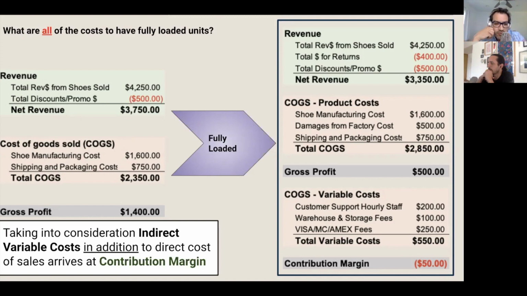You notice in indirect variable costs, we put in customer service support hourly staff. What does this mean? Well, if you think about this intuitively, the more you sell, the more probability that a customer has an issue and has to call customer support, right? So this is one of the more trivial indirect variable costs, which most operators already have on their P&Ls above the line. But it's the idea that the more you sell, the more customer support, but it doesn't scale linearly.